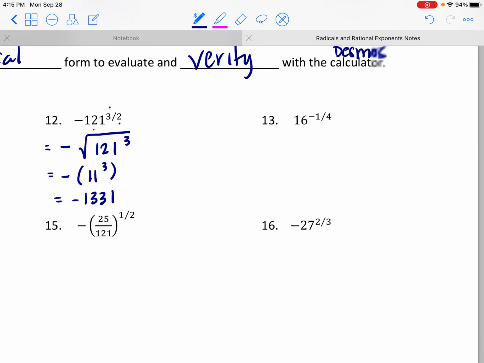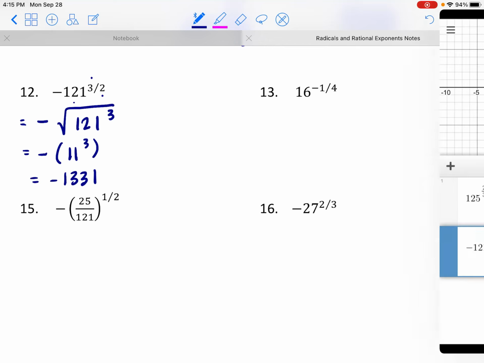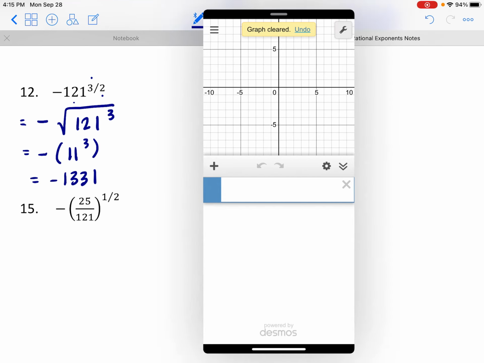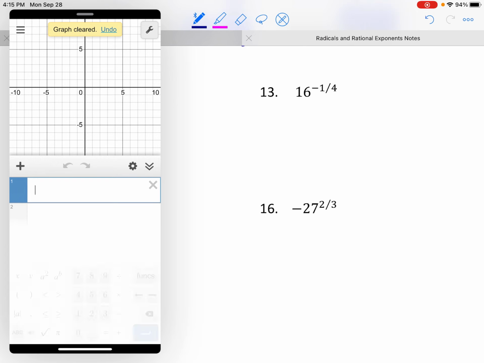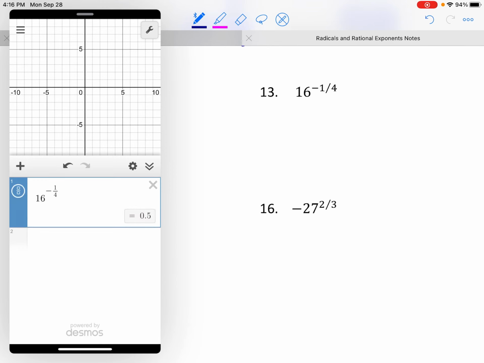Okay, how about this guy? This would probably be one of the tougher ones to evaluate without a calculator if you don't remember exponent rules. Remember anything about negative exponents? Okay, maybe not. So let's put this in the calculator first. If we had 16 raised to the negative 1/4, we get a fraction of 1/2.